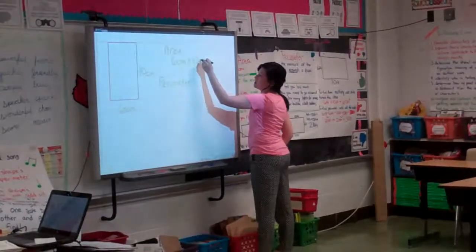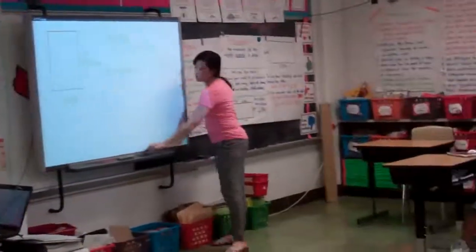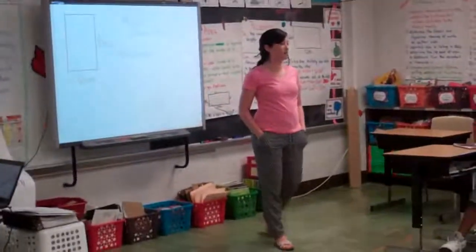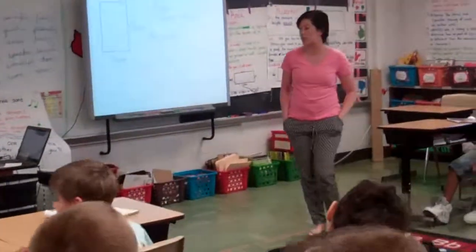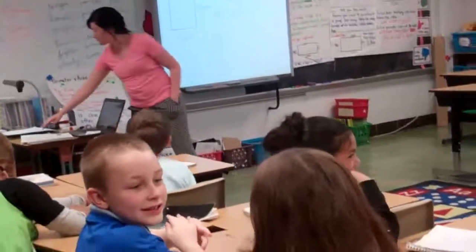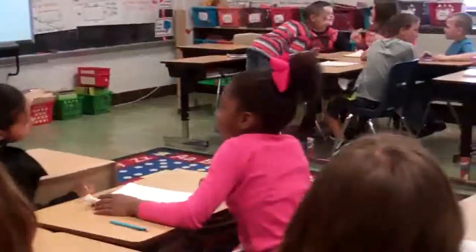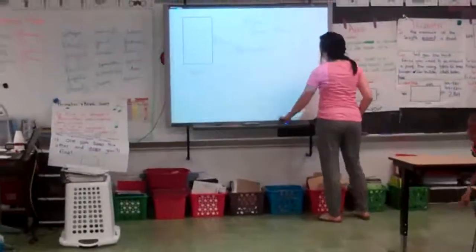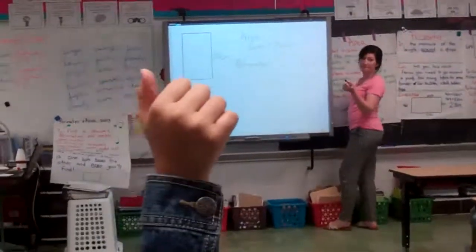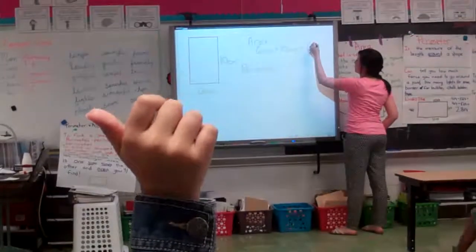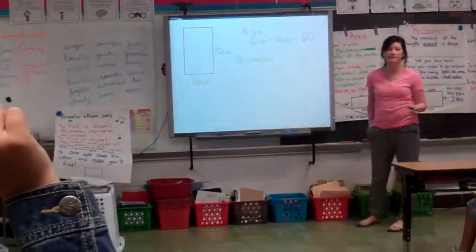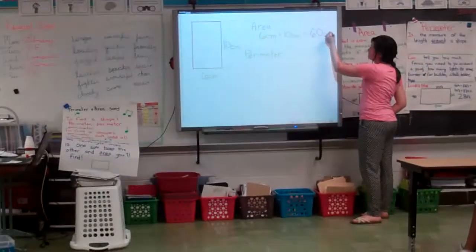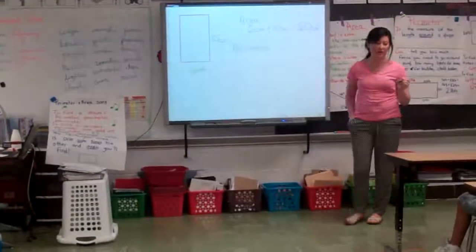times 10 centimeters. Tell a neighbor what is 6 times 10. Alright, so I'm hearing all around that 6 times 10 is 60. Thumbs up if you agree. Good. I'm so glad that you all remembered that.